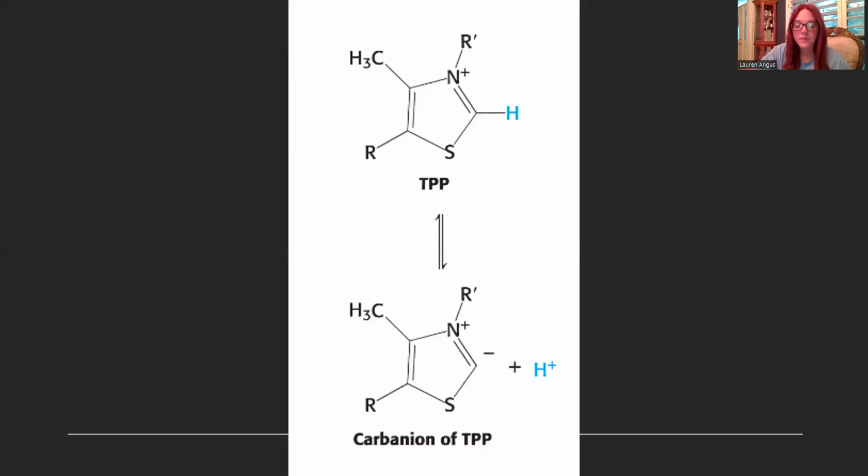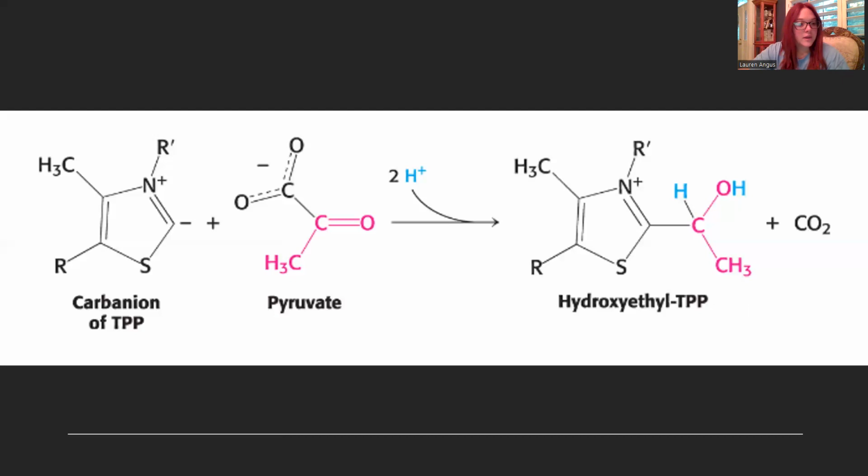In order for any of this to happen, first the TPP has to have a hydrogen transferred off, forming the carbon ion of TPP. That'll yield a hydrogen ion every time that occurs. The carbon ion of TPP can then react with the pyruvate in order to yield hydroxyethyl TPP and carbon dioxide. With this first step, the enzyme pyruvate dehydrogenase is used in order to create this, and the two hydrogen ions are also utilized.